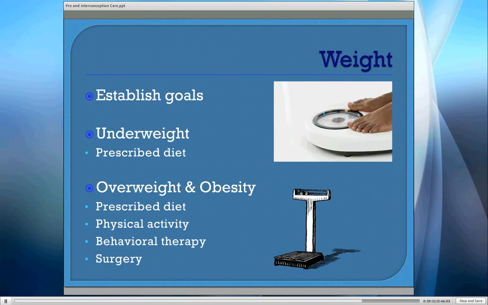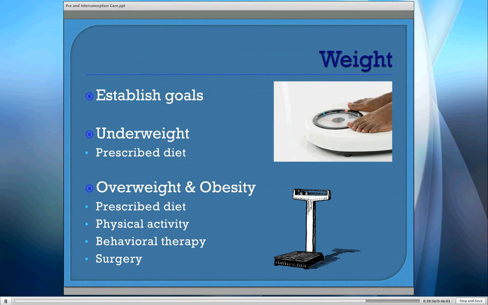While managing weight problems is challenging to say the least, it is a critical component of preconception care, as both underweight and overweight increase the risk for adverse reproductive outcomes. Overweight also influences the effectiveness of hormonal contraceptives, which can compromise pregnancy prevention goals.